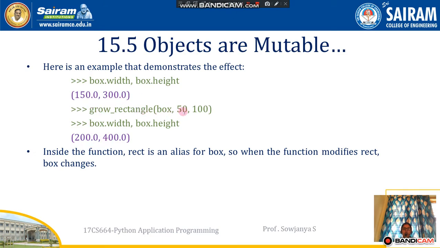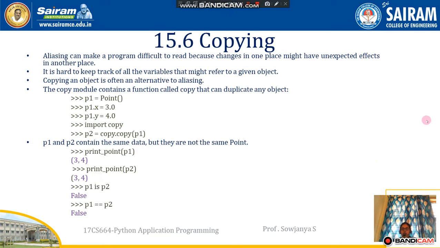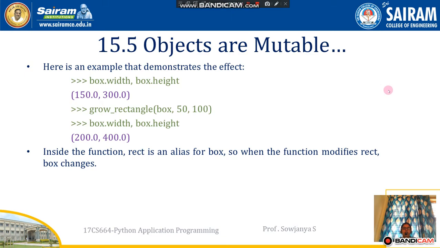Again, if you try to grow the rectangle with box comma 50 comma 100, this is another way you can directly add the numbers. So now we are adding another 50 to it, it is 200, and adding 100 to it, it is 400. Okay, so inside this function rect is an alias for the box, so when the function modifies rect, box changes. So this is about how objects are mutable. In the next session we'll be discussing what exactly copying is. Thank you.